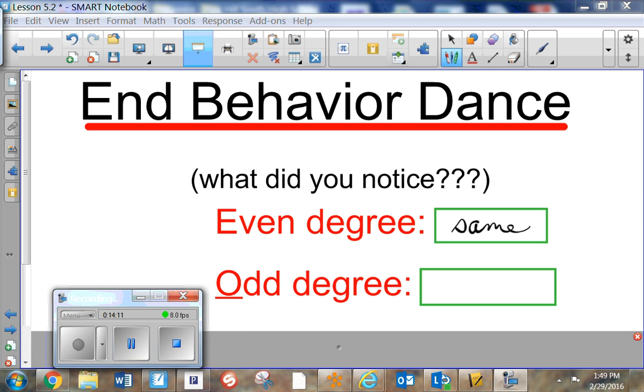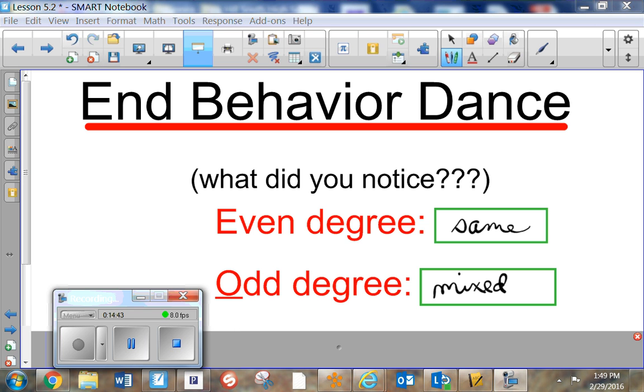So at even degree, they'll both be up, up, or down, down. If it's a negative leading coefficient, if your A is negative, they'll both be down, down. Positive will be up, up. So how would we describe the odd ones then? Look at those end behaviors. Every odd end behavior, how would we describe that? Yeah, they're opposite to one another. I'm going to call it mixed. They're mixed. One's up, one's down.